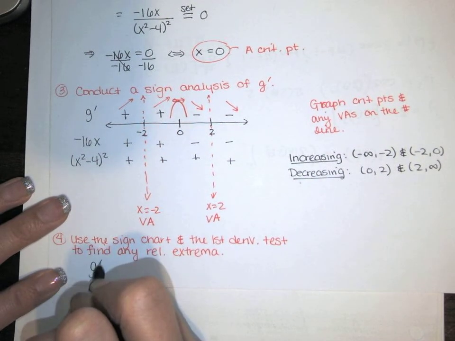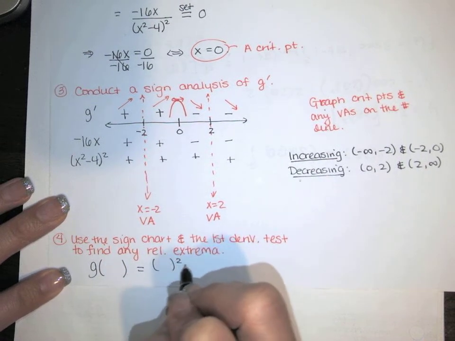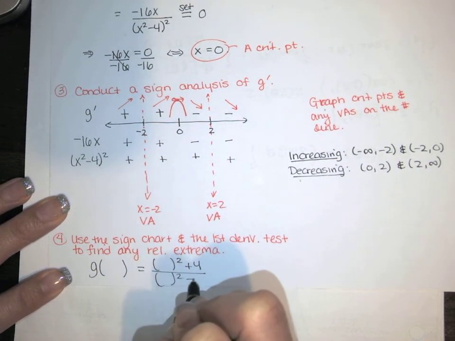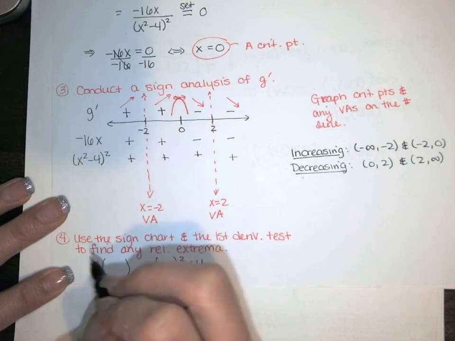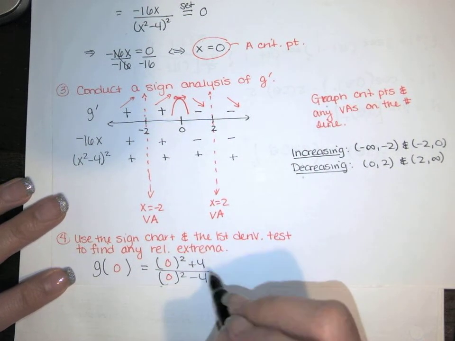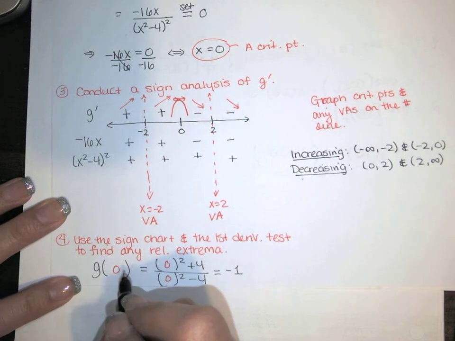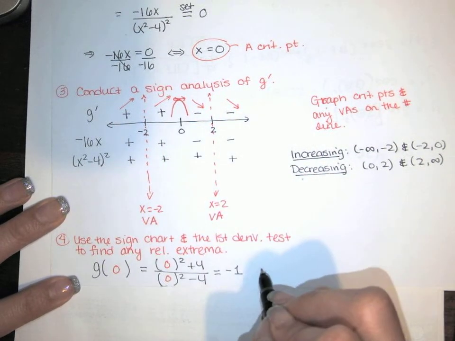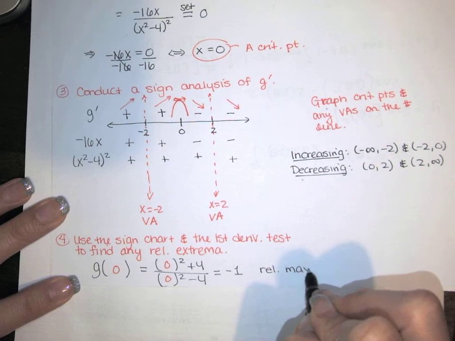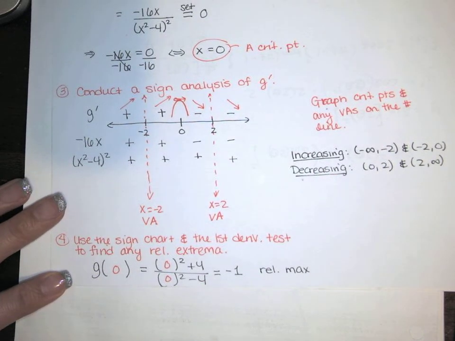So g of 0, that was 0 squared plus 4 over 0 squared minus 4. You're replacing the x with 0, and this is what you get. 4 divided by -4 is -1. And according to this, that's a relative max. The function has a relative max of -1 and it occurs at 0.